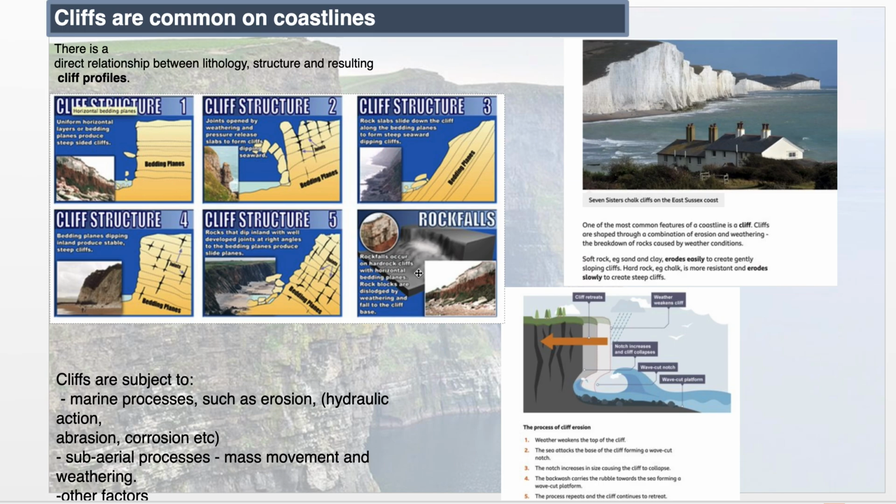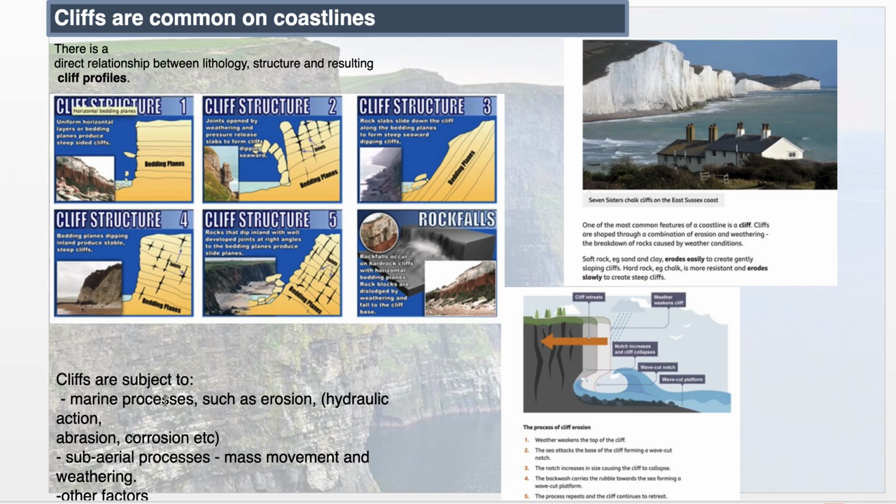Rock falls here, this kind of cliff profile here, rock falls are just a form of mass movement where large amounts of material move down the cliff suddenly. It's a kind of explosive movement. So when you have hard cliffs with horizontal bedding planes, blocks basically get eventually weathered and fall to the cliff base. We look at this in more detail in a later lesson.